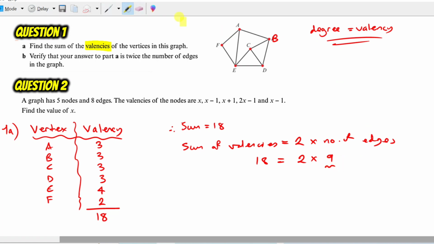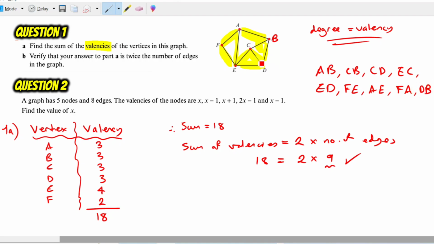So let's verify it. Let's count how many edges we have. We've got A, B, that's 1, 2, 3, 4, 5, 6, 7, 8, 9, and that's it. Yep, it's 9. So to verify carefully, list all the edges. So we have AB, CB, CD, and so on, D, B.